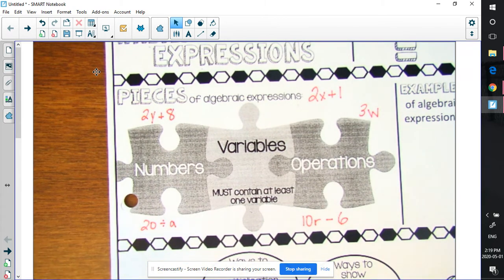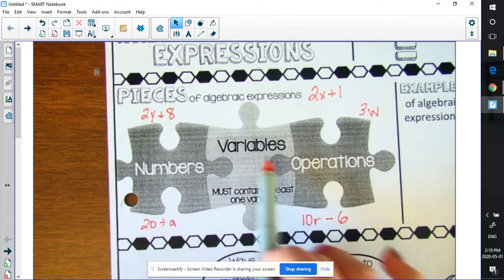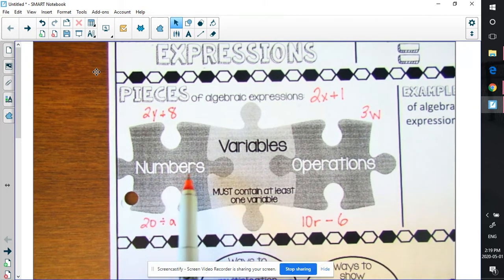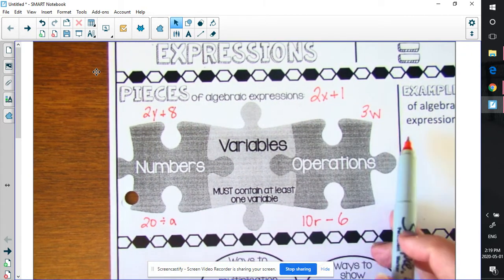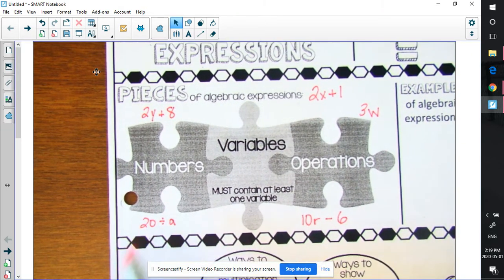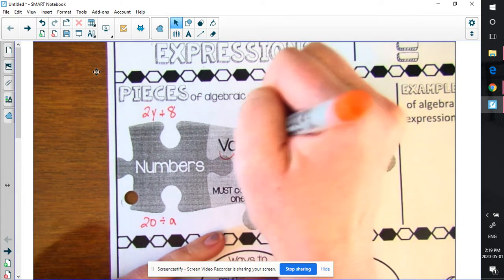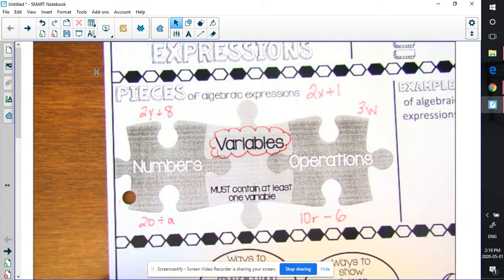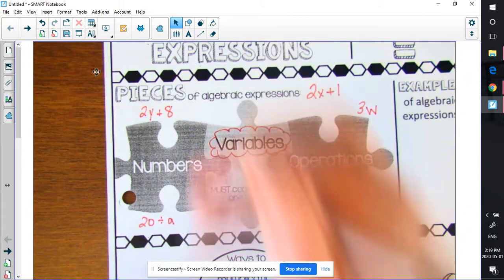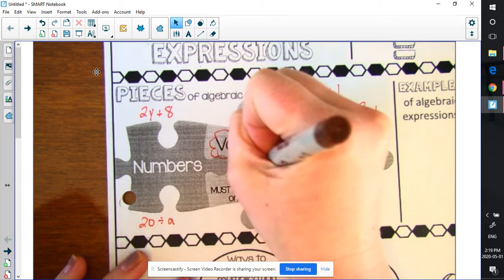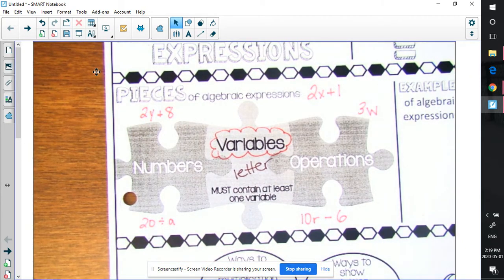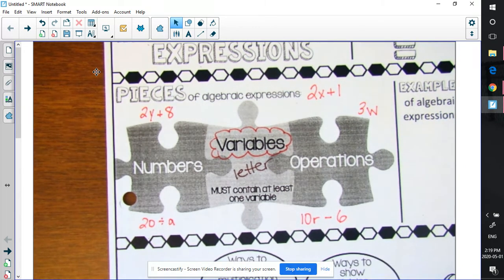So in order for something to be an expression, there are 3 parts. The first part is there must be numbers. So each of these examples have numbers in them. There also must be something that we call a variable. Now, a variable is usually in the form of a letter. And a variable represents an unknown value. So each of these have letters in them.